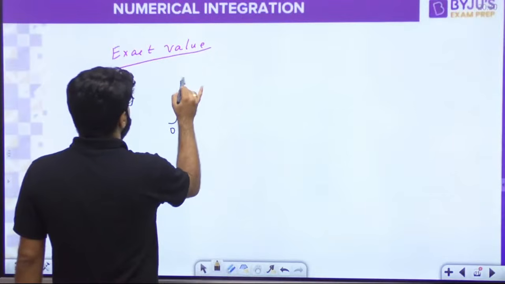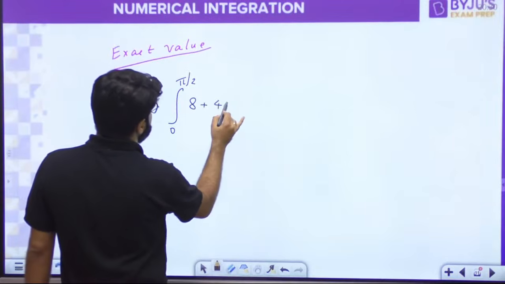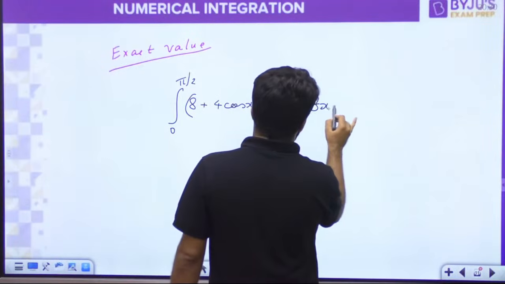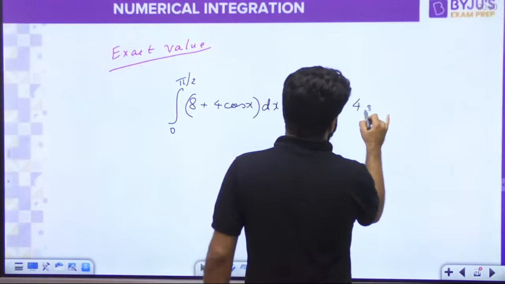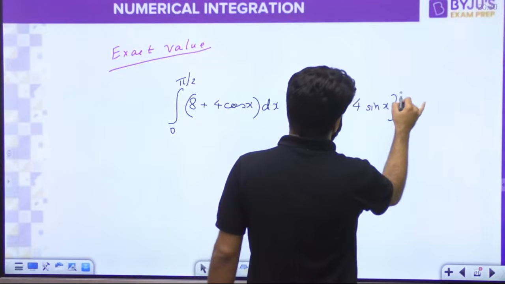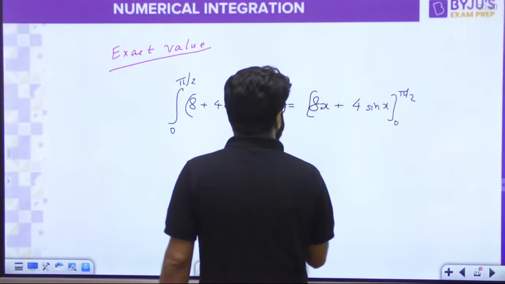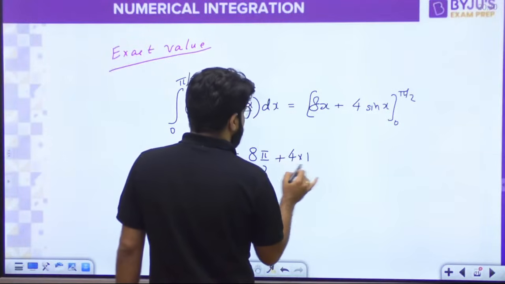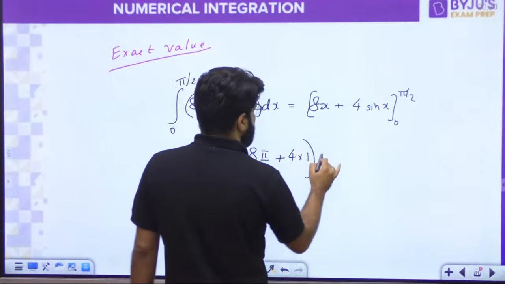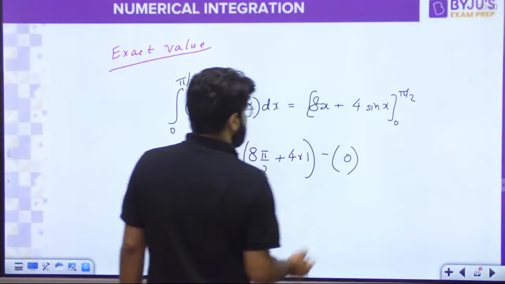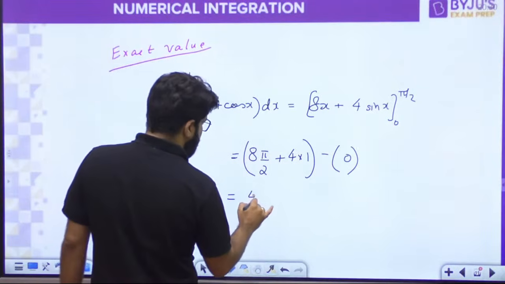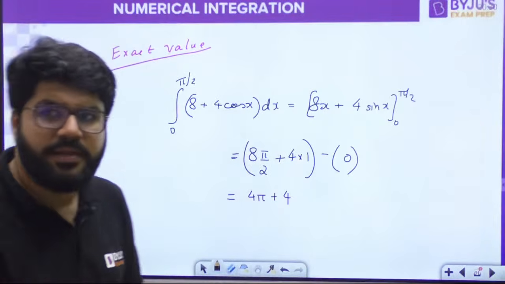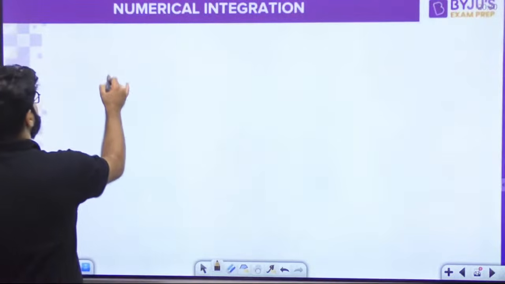We know how to integrate 8 plus 4 cos x. Quickly let us integrate it. The integral of 8 is 8x, and the integral of 4 cos x is 4 sin x. Limit is 0 से pi by 2. So this is equal to 8 pi by 2 plus 4 sin pi by 2, which is 1, minus sin 0 which is 0, and x is 0 at the lower limit. So this is equal to 4 pi plus 4. This is the exact answer, 4 pi plus 4. Right. Now what is the absolute percentage error?